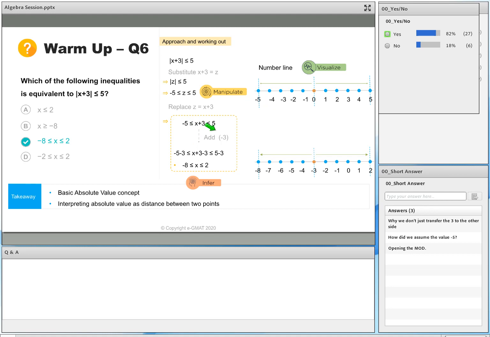Okay, opening the mod is the confusion. Well, opening the mod is really very simple. If you just remember that once the mod opens with a plus sign, that is as it is, and another time it opens with a minus sign, so a minus z. Can you please explain the two cases when either x plus 3 is positive or x plus 3 is negative?